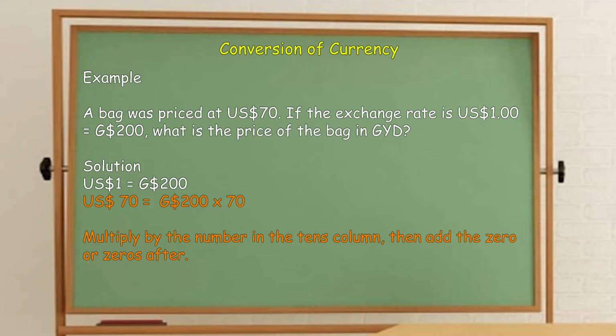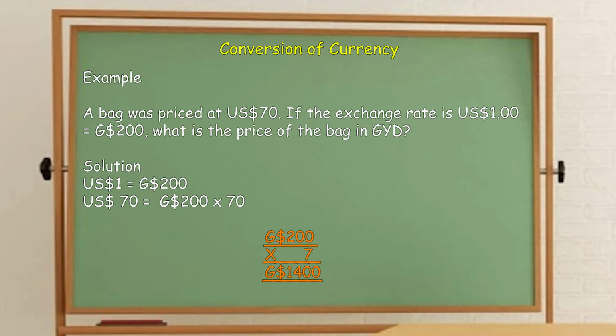Boys and girls, we know the rules for multiplying by multiples of 10. We multiply by the number in the tens column and then add a 0 or zeros after, depending on what number you're multiplying by. So the number in the tens column is 7. So we will multiply that 200 by 7 first. 7 times 0 will give us 0. As we know, anything multiplied by 0 is 0. 7 times 0 will give us another 0. 7 times 2 will give us 14.